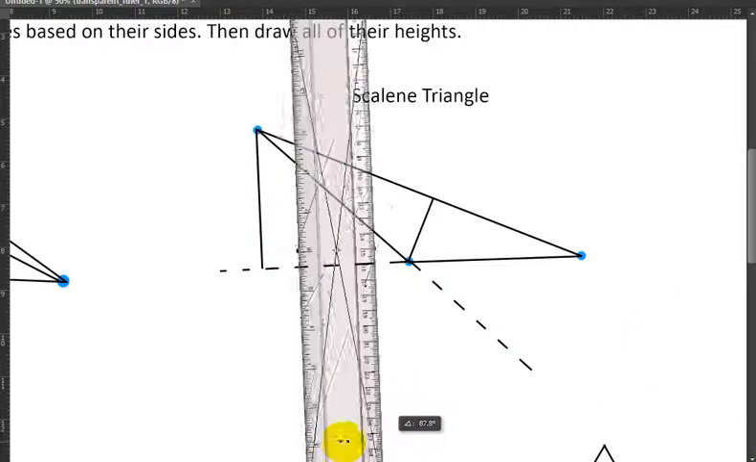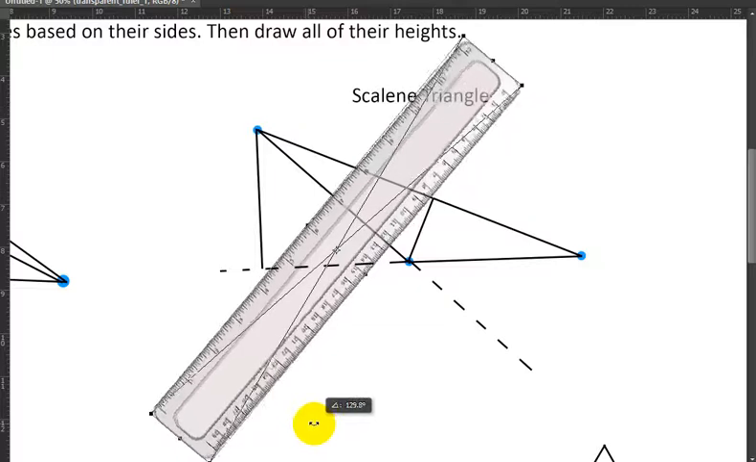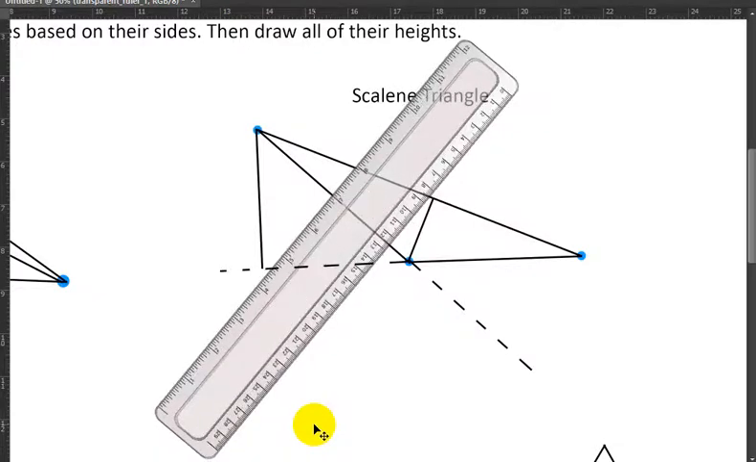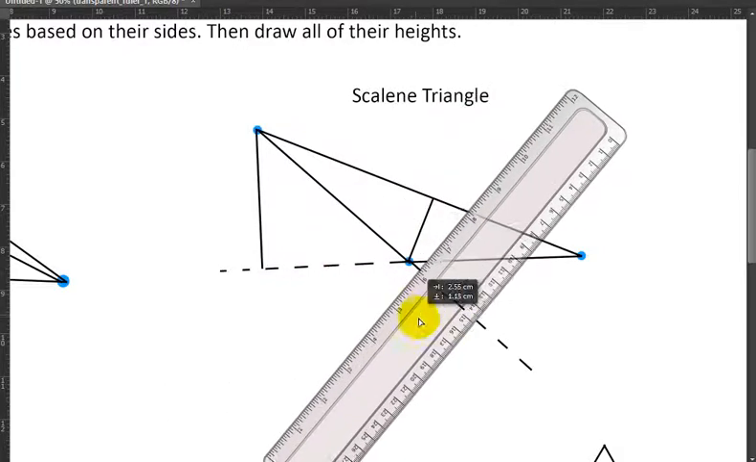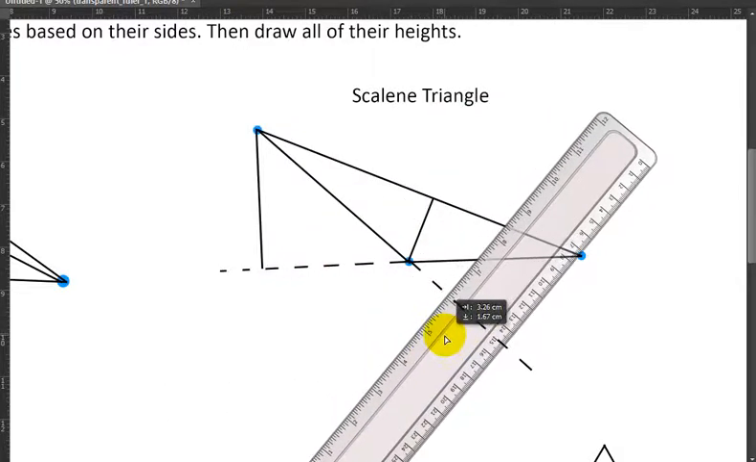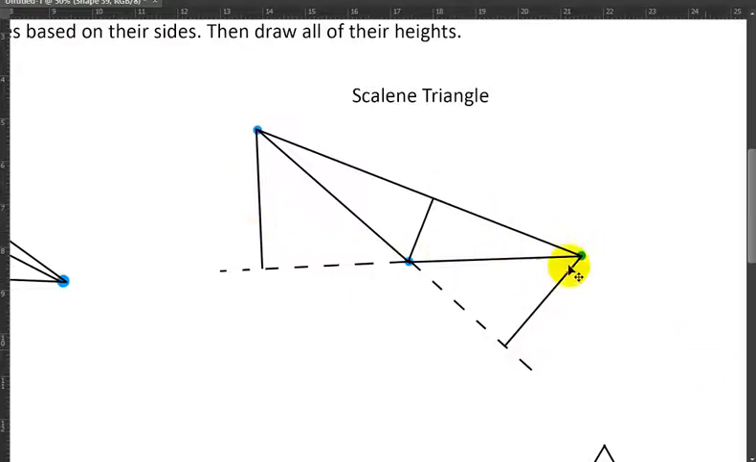I rotate my ruler to make it perpendicular to the side. There we go, it's aligned. And then I move it over to the blue point. Then I draw this line right here, from the point to the imaginary part, to the projected line. And there we go, those are all the heights of this triangle. 1, 2, 3.